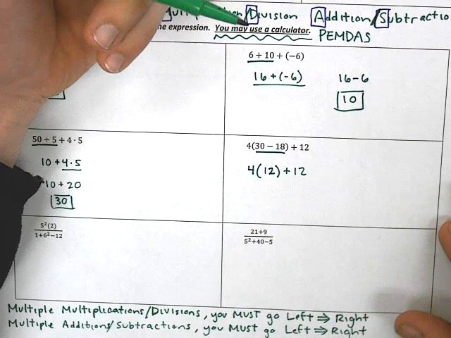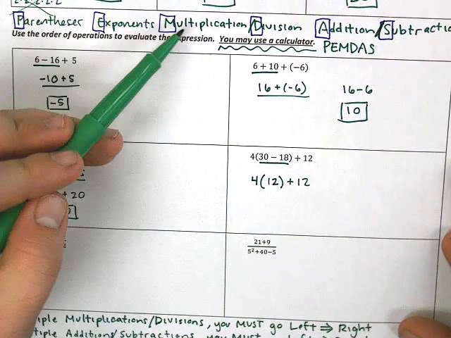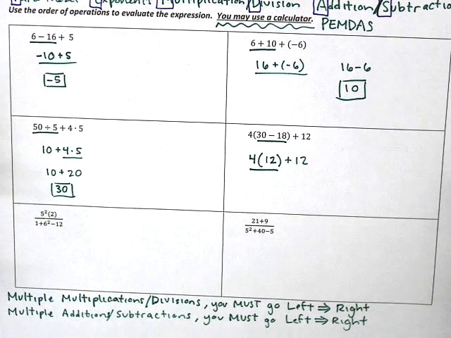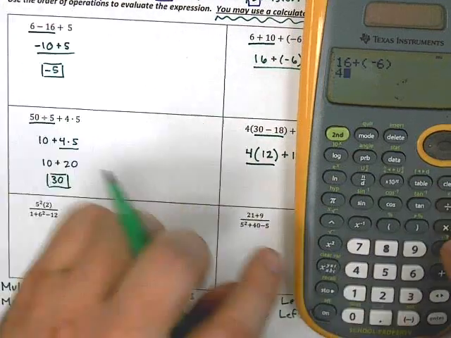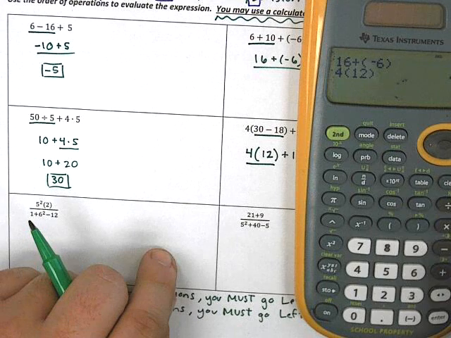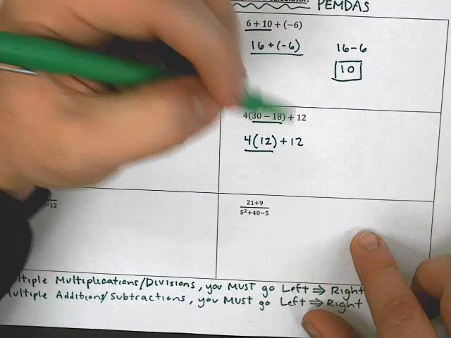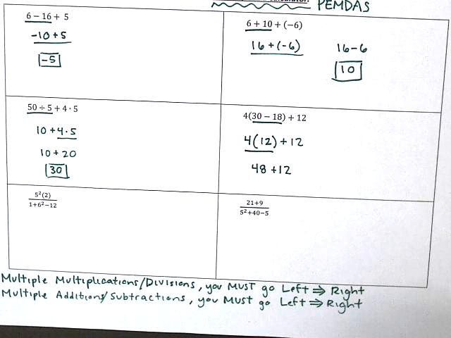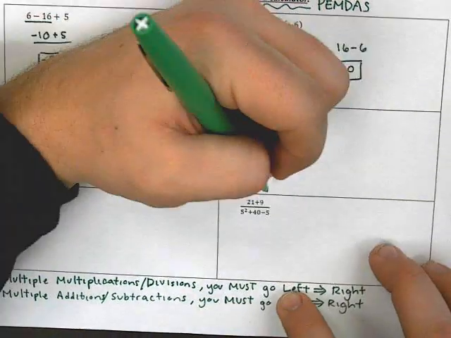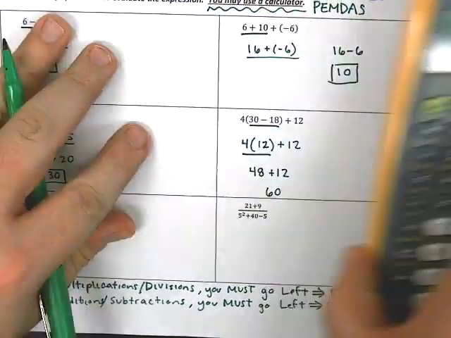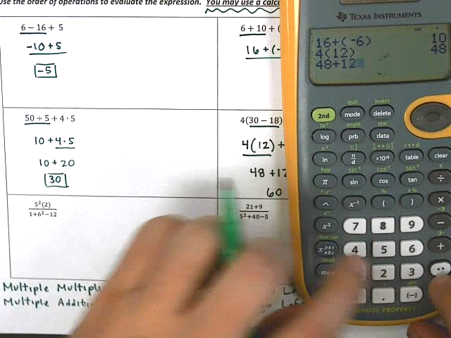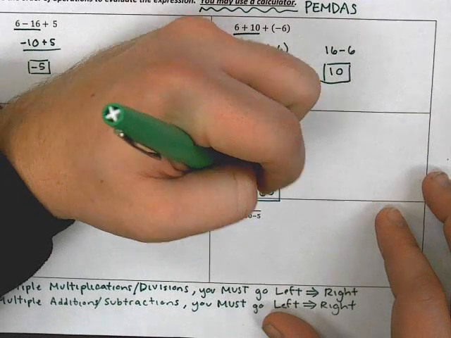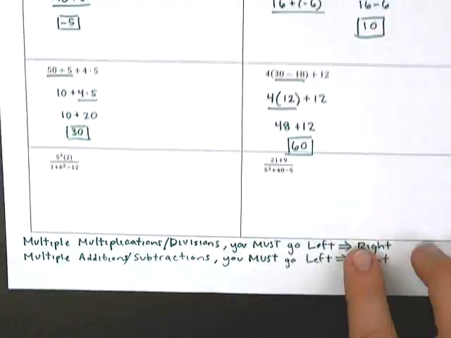So what are we going to do first? Go back up: multiplication. So I'm going to do 4 times 12. You know what? 4 times 12 is 48. Okay, I just wanted to check. 48 plus 12. And now I could finish up by saying 60, right? 48 plus 12, 60. Beautiful. Okay. All right. We're down to the last two.